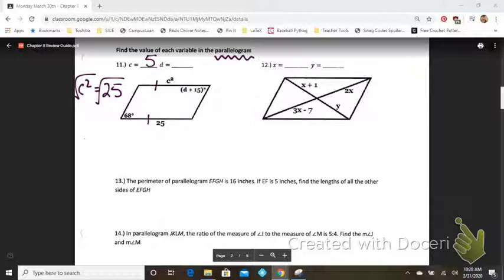Pretty straightforward. We also know in a parallelogram that opposite angles are congruent. Therefore, d plus 15 should equal 68 because they are opposite angles. They're across from each other. So to solve for d, we just need to subtract 15 from both sides, and we should get 53.